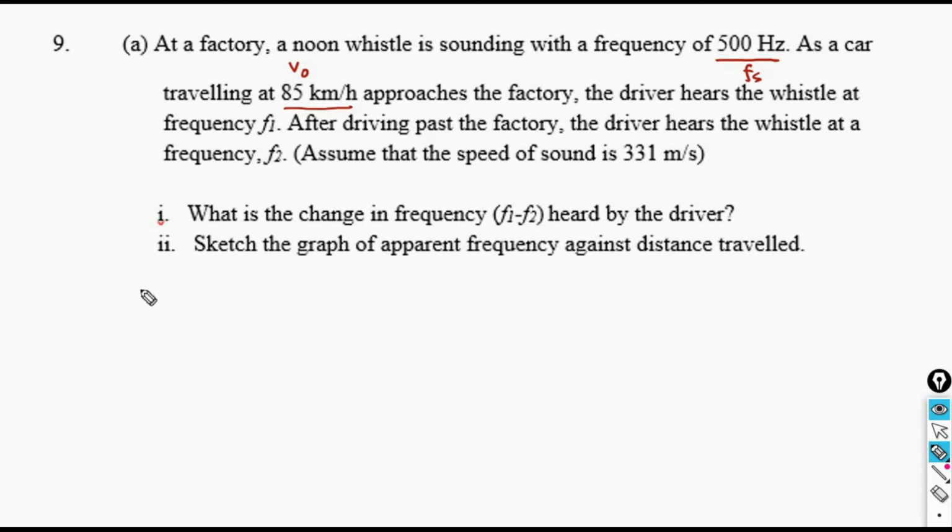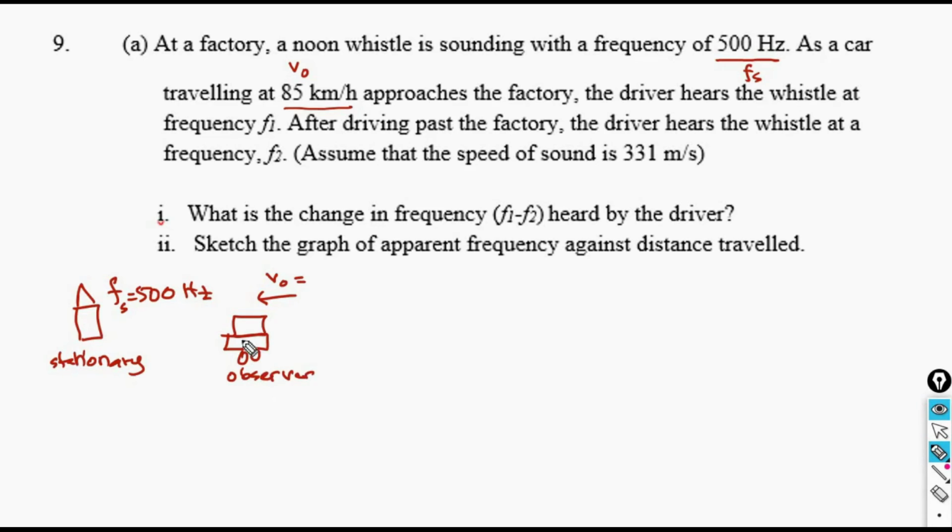In this case, since the driver is in the car, the driver is the observer. Let's say this is the factory. The factory is stationary, and it produces sound with frequency 500 Hz. Over here there is a car. The car moves towards the factory, so this is V naught, the observer.